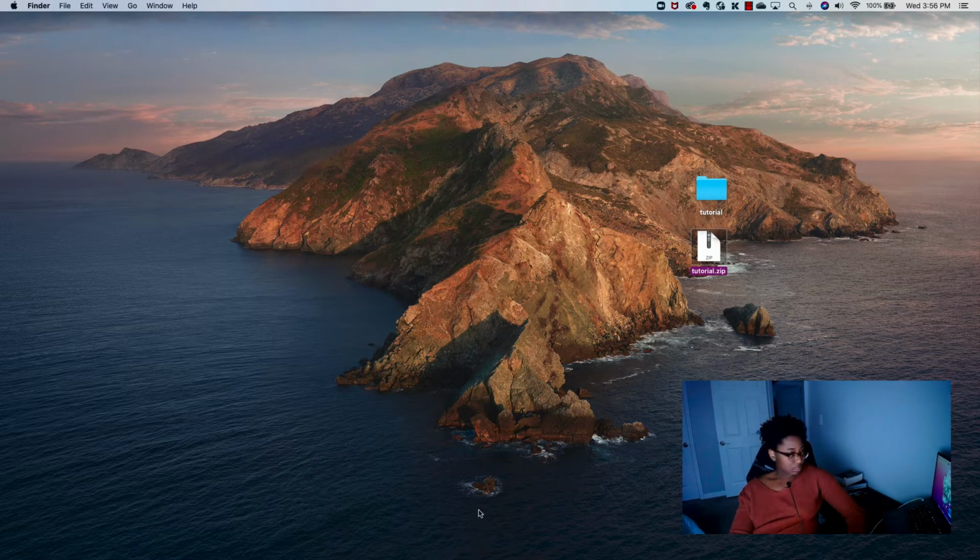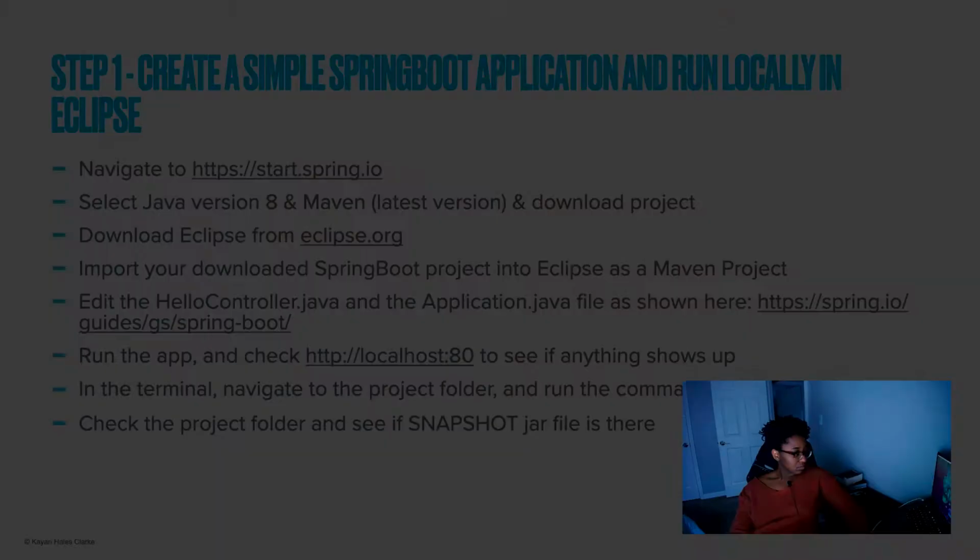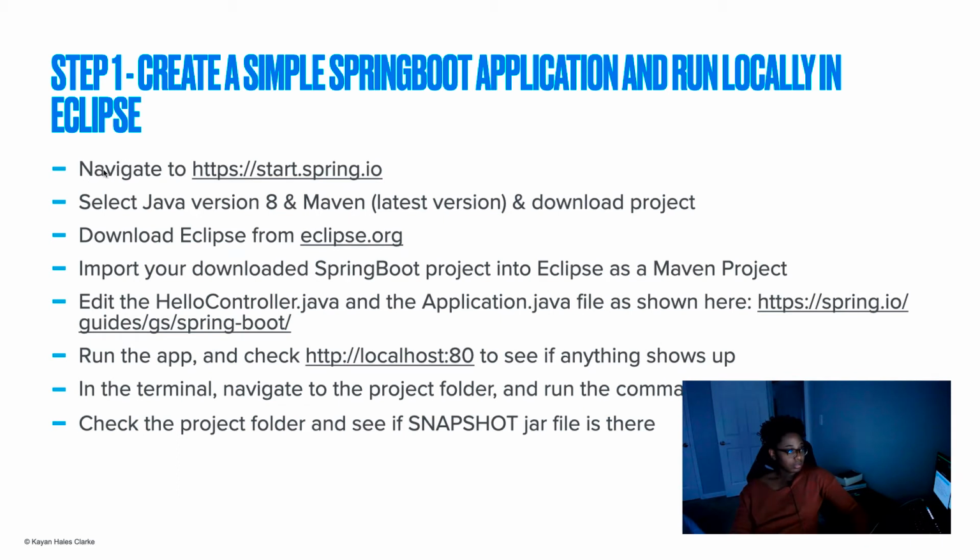So first of all, let us go back to our instructions here. So we went to start.spring.io. We selected the Java version 8 with Maven. We downloaded the project. Now we need to grab Eclipse and import our downloaded Spring Boot project into Eclipse as a Maven project. So we've already done the first 2 steps. Now we're on the 3rd step.